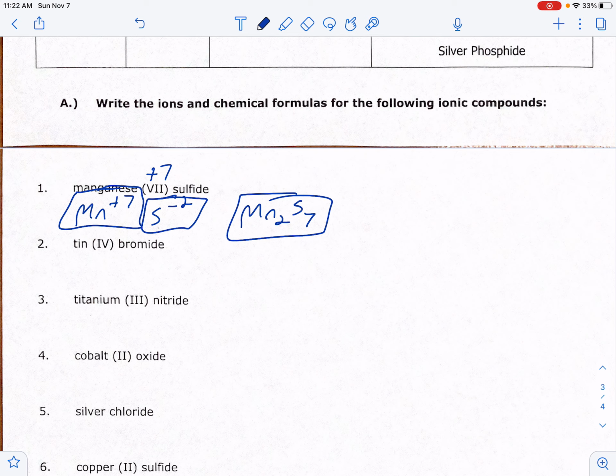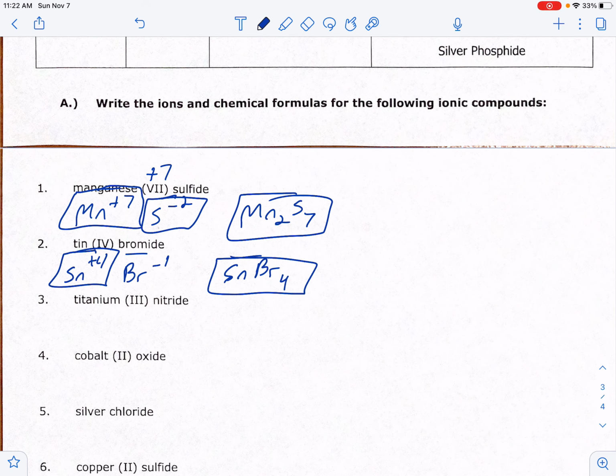Okay, tin IV bromide. Tin is Sn, and that's going to be a +4 charge. Bromine is Br with a -1 charge, so that is not balanced. So you're going to go ahead and crisscross those. That means I only need 1 tin, Sn, and I need 4 bromines. So there's my formula. Sn +4 is my cation, and bromine with a -1 is my anion.